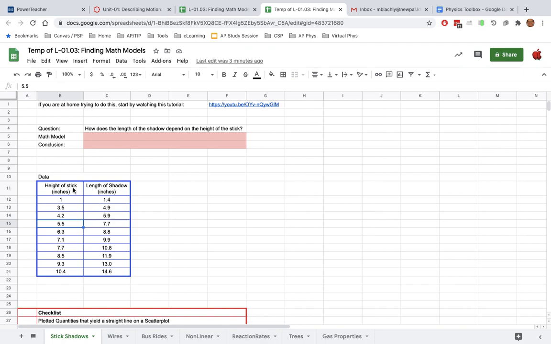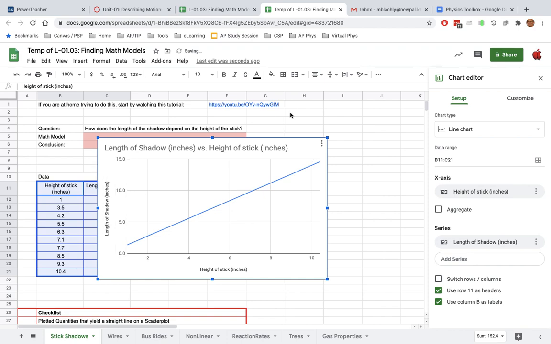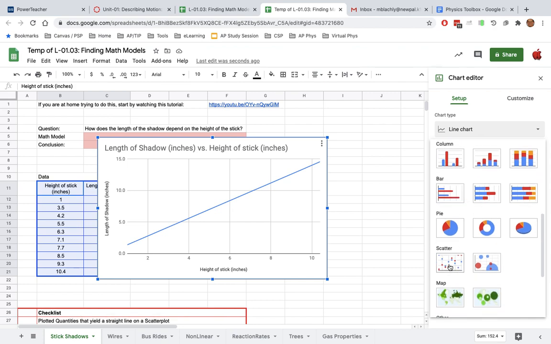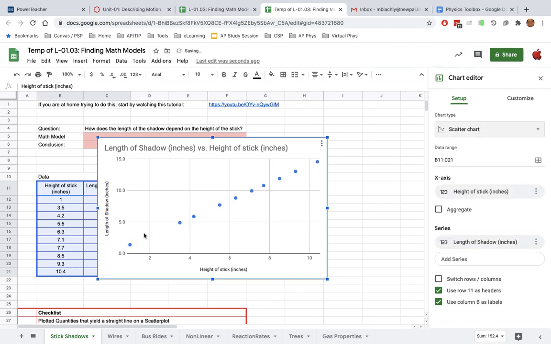So once you have your data, and I already give that to you, we're going to highlight the data. We're going to go to Insert Chart. This will pop a chart on our screen. Then over here in the wizard, we've got to make sure we choose Scatter Plot. So scroll down until it says Scatter Plot, and you've got to see your data on there.